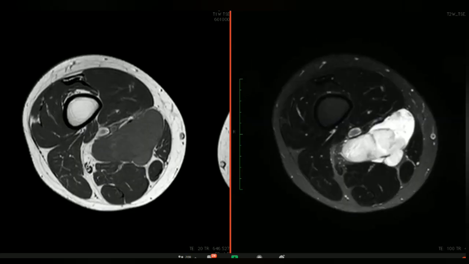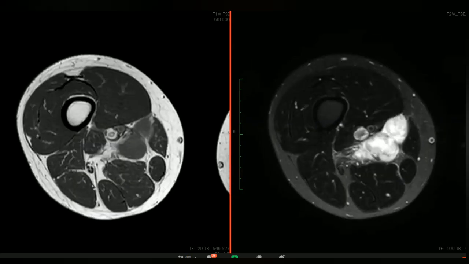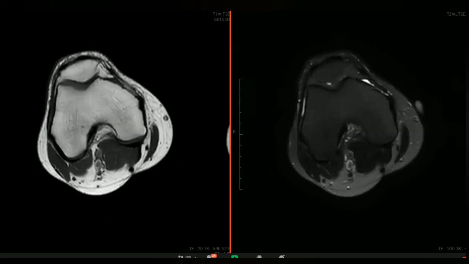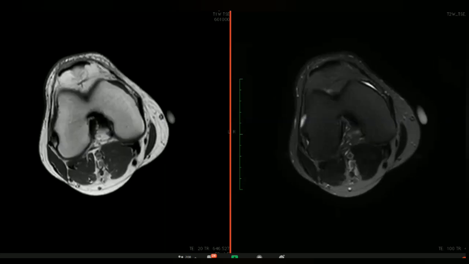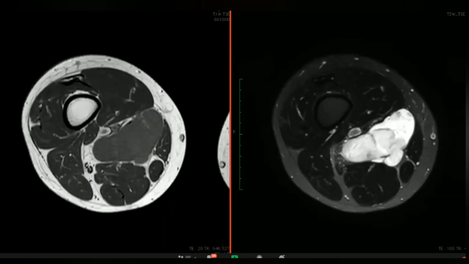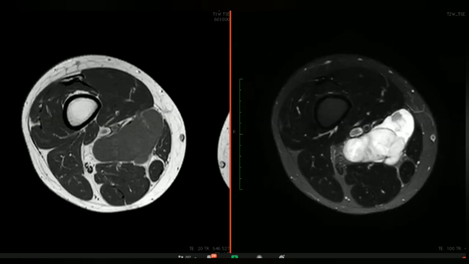The sciatic nerve is here. So the sciatic nerve is far away from the lesion. That's the peroneal, that's the posterior tibial nerve. So it is above the level of the knee joint, just below the level of the adductor hiatus. What are you going to do next?